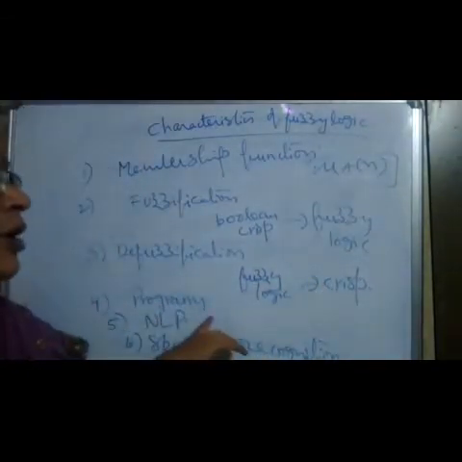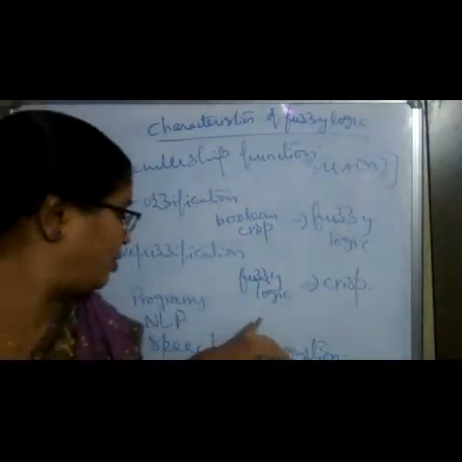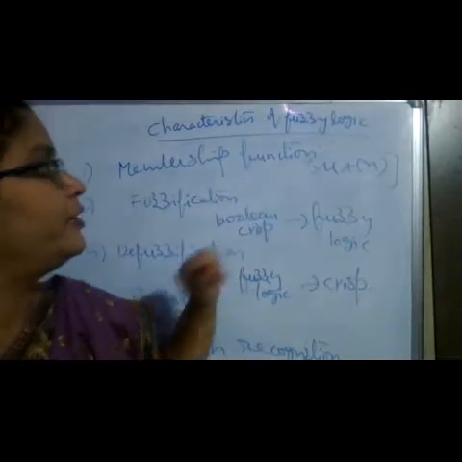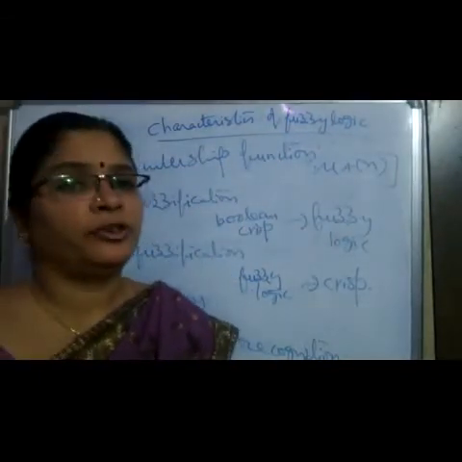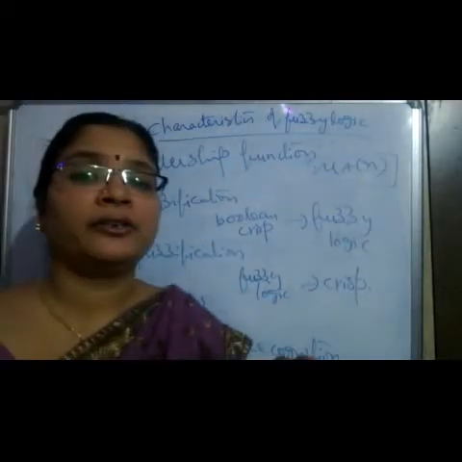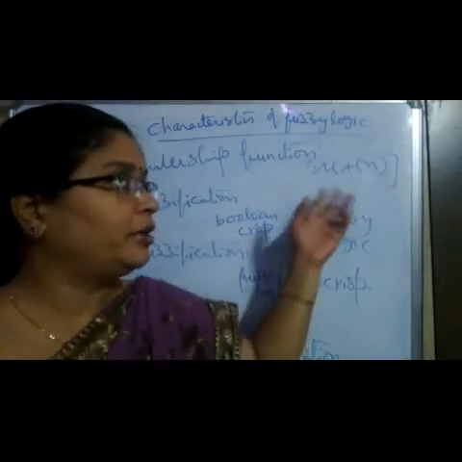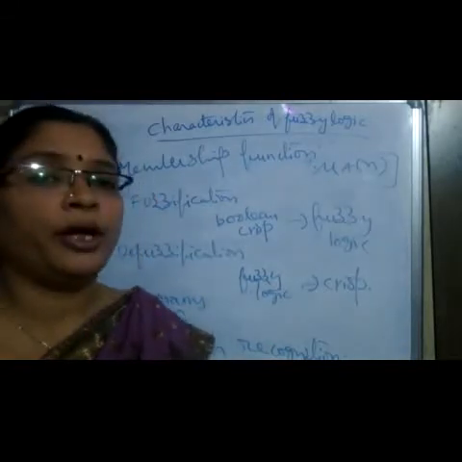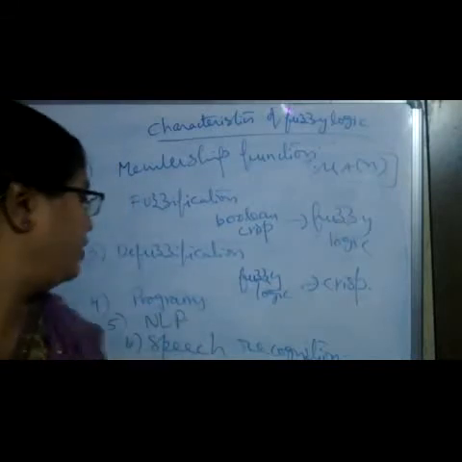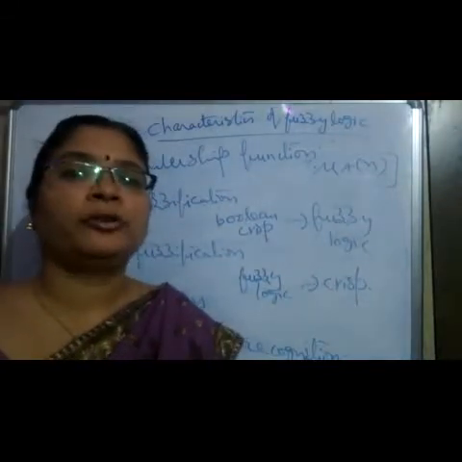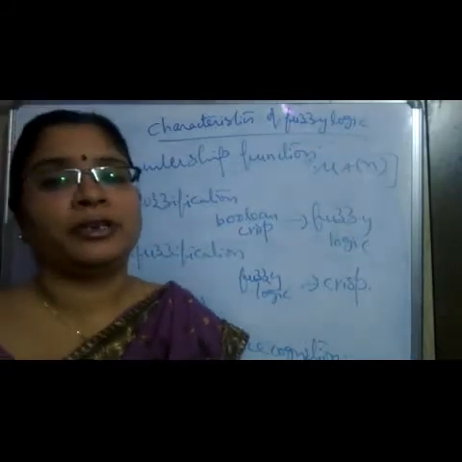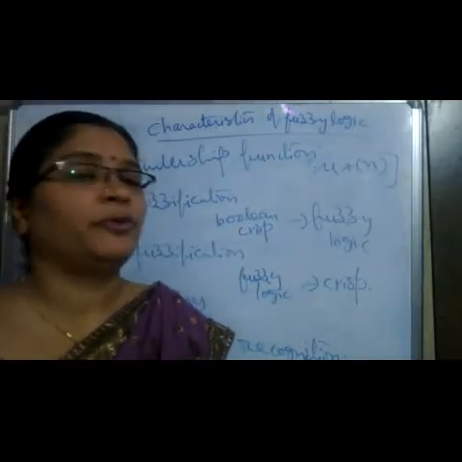The next one is that it can be used in natural language processing and in speech recognition. These are the various characteristics relevant to fuzzy logic, the main characteristics. The first important characteristic is the membership function, represented with the help of mu A of X. The next characteristics are fuzzification, defuzzification, and programmatic implementation, and its applications like natural language processing as well as speech recognition. So these are the characteristics of fuzzy logic.